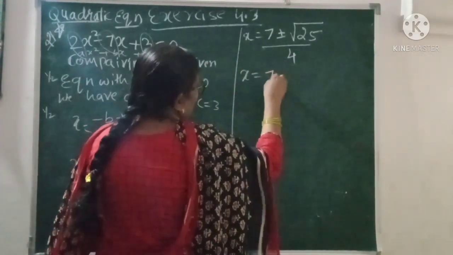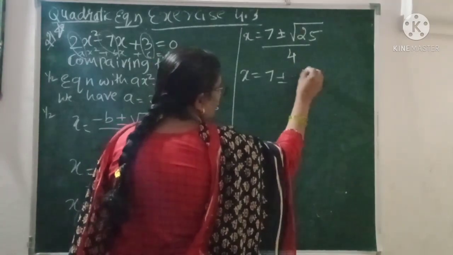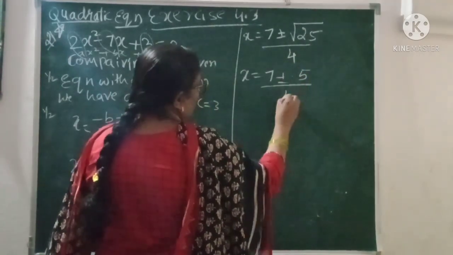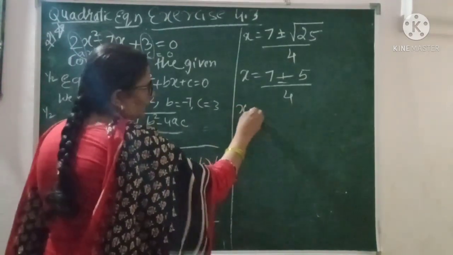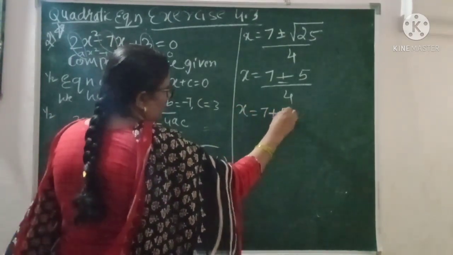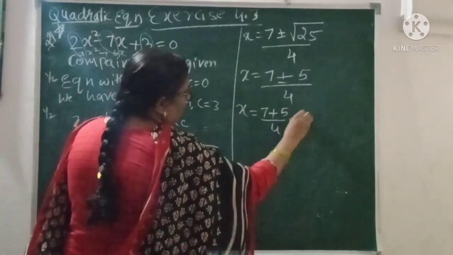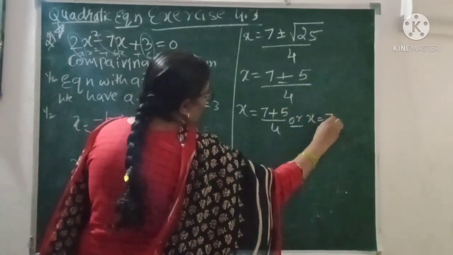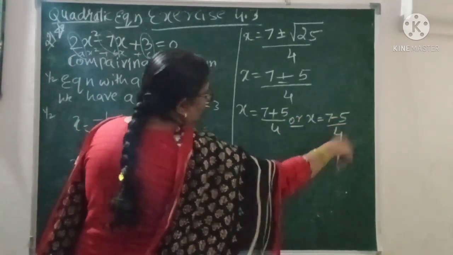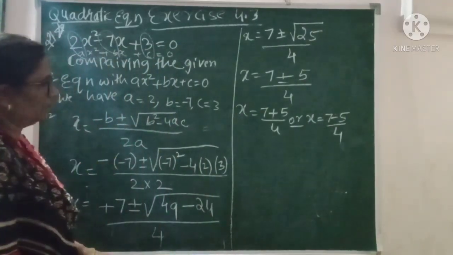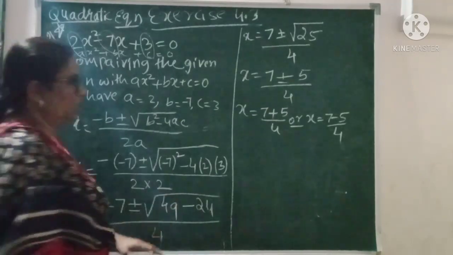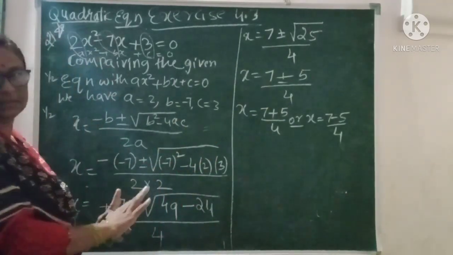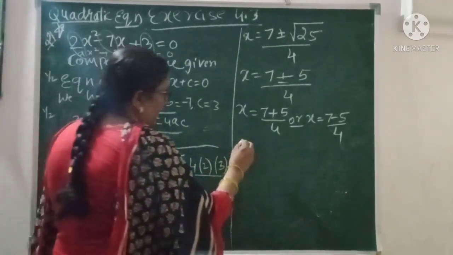x is equal to 7 plus or minus square root of 25, which is 5, upon 4. Now x is equal to, very simple, (7 plus 5) upon 4, or x is equal to (7 minus 5) upon 4. No confusion, nothing. In a simple way you are solving here. The only thing is writing proper LHS and RHS.